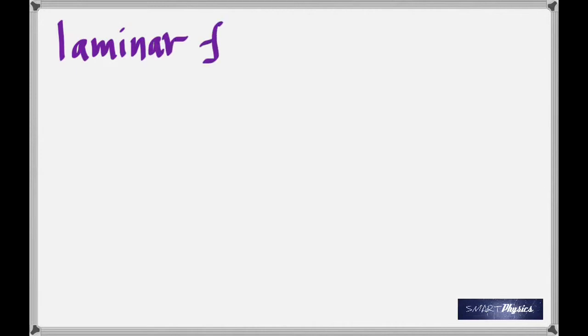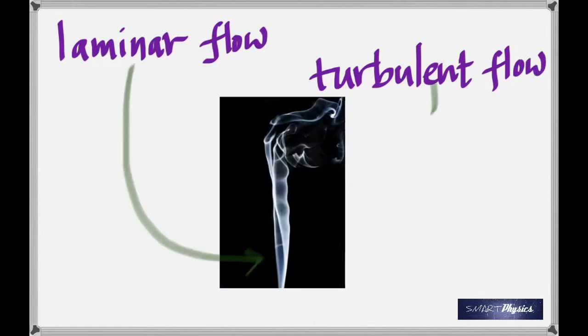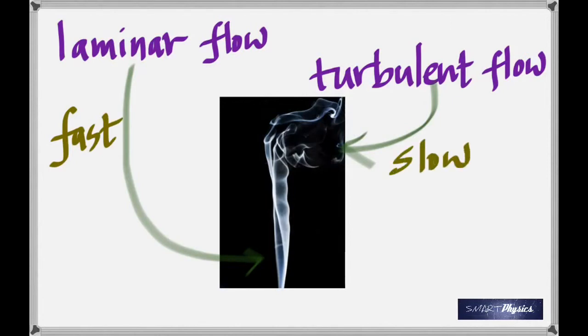Laminar flow. There are 2 types of flow: laminar flow and turbulent flow. And one example will prove the difference in a minute. Take a look at this. At the bottom, you see the smoke coming out? You see at the bottom that it flows smoothly, right? It's a smooth flow. That is laminar flow.